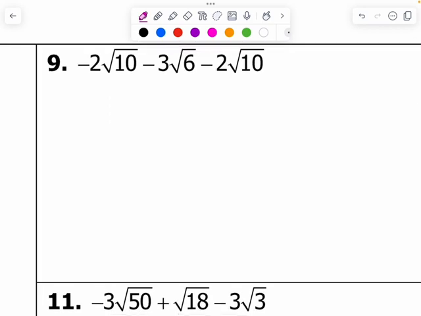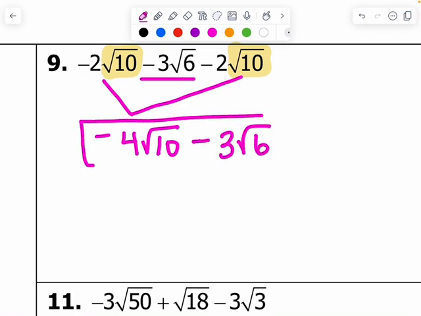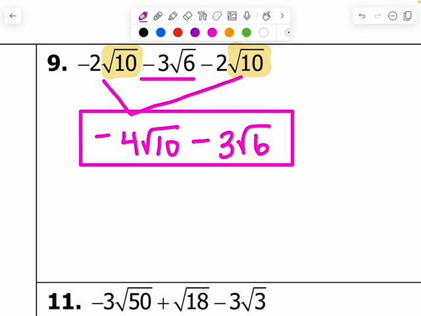However, they're not all the same, okay? I have a radical 10 here and a radical 10 here. So those two can be combined together. Negative 2 radical 10 minus 2 radical 10 would give us negative 4 radical 10. And we can't combine it with this, so we just still have minus 3 radical 6. And this is how we're going to leave our answer. We cannot combine those two together. We just can't.